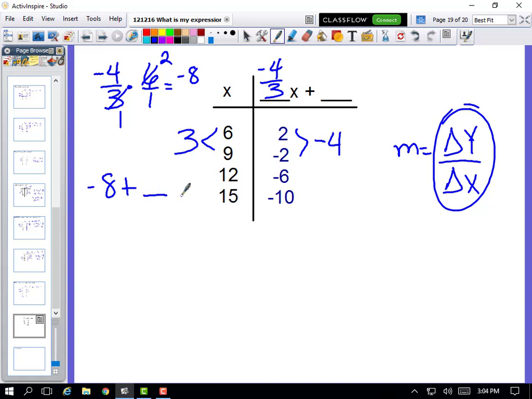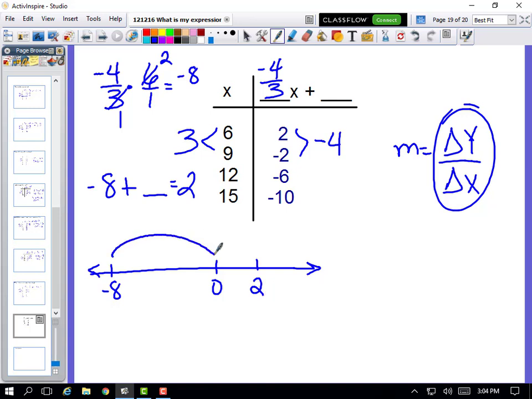plus what will give me a 2, because that's what I need to get out of it. Well, if we think about this in terms of a number line, okay, here's negative 8, okay, here's 0, here's 2. How far do I have to go to get to 2? I've got to go from negative 8 to 0, which is 8 spots, plus 2 more. So it's actually a 10. So we end up with negative 4/3 x plus 10 for our expression.